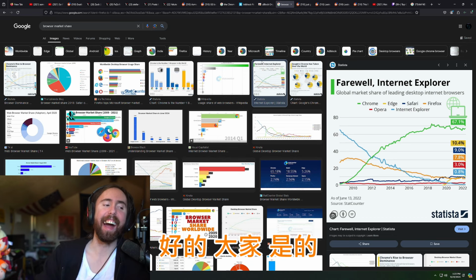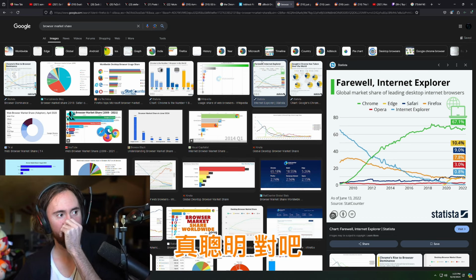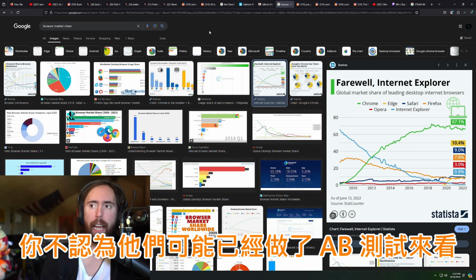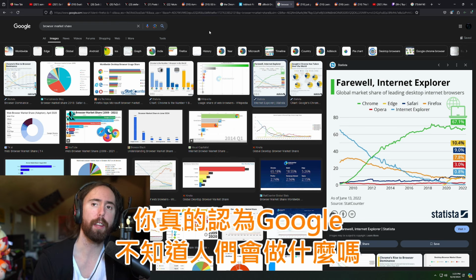Okay, dude. Real smart, right? Time to not be censored? I mean, I guess so. They'll lose a lot of people. You think they're going to lose a lot of people? Don't you think that they probably A/B tested this to see if that's really true or not? Do you really think that Google doesn't know what people are going to do?